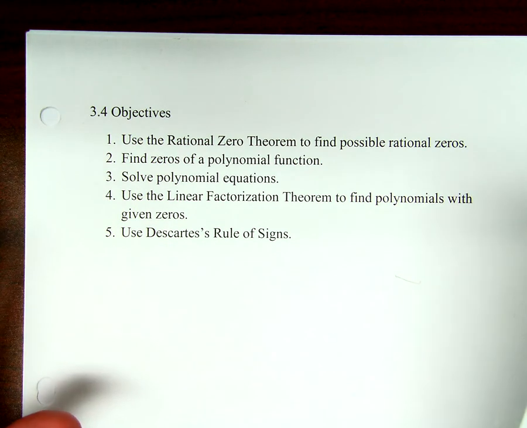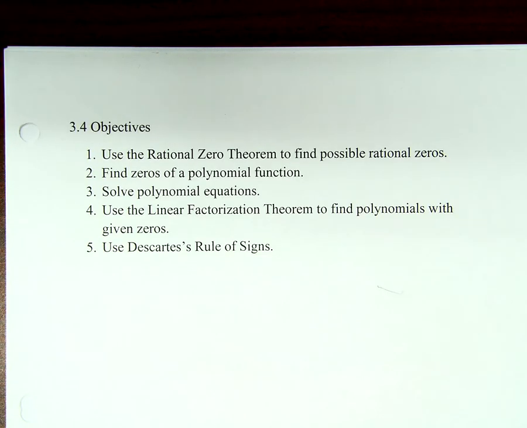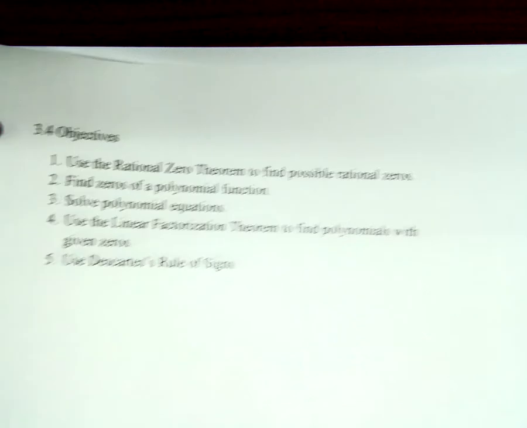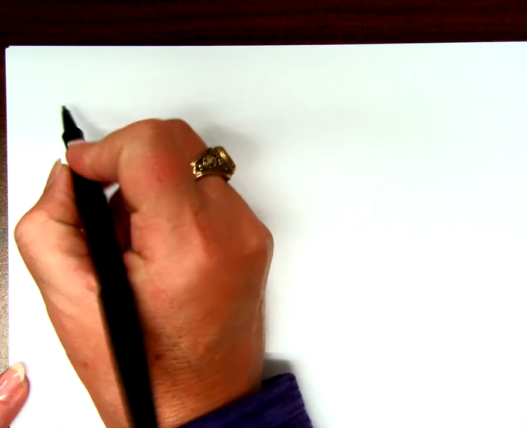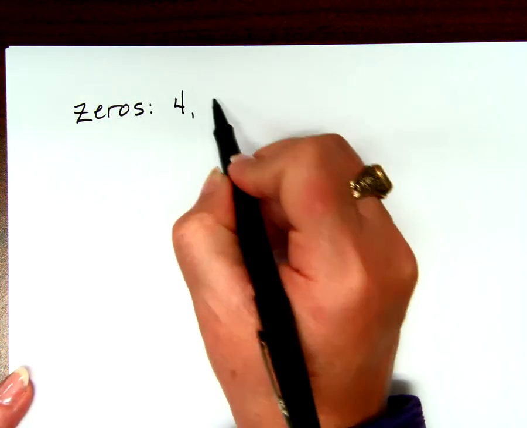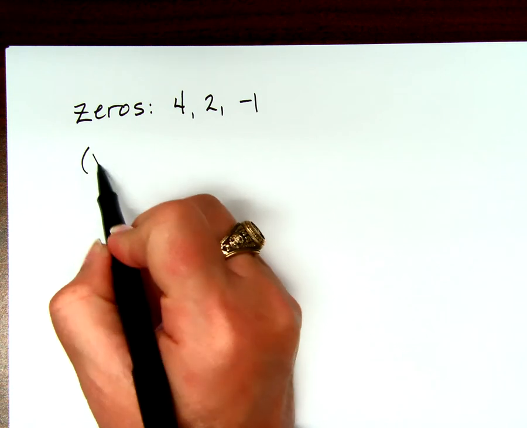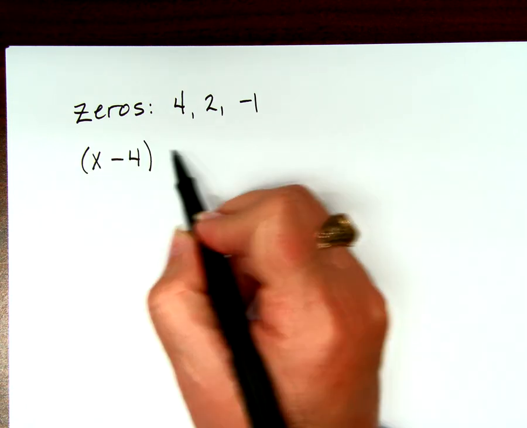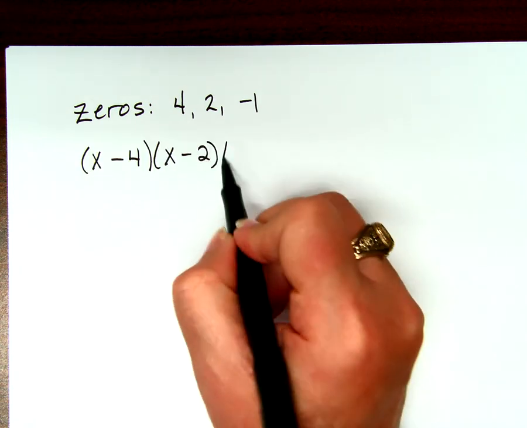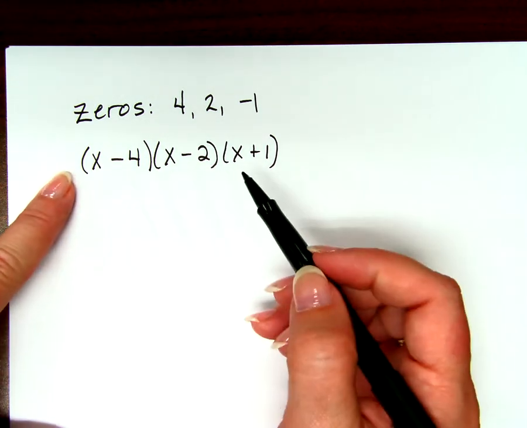You okay with that? Linear factorization theorem is a little bit easier than it sounds, for real. Okay? If I tell you the zeros are 4, 2, and -1, can you tell me the polynomial that this came from? Well, the factors are x minus 4, x minus 2, and x plus 1, right? Well, multiply it out.